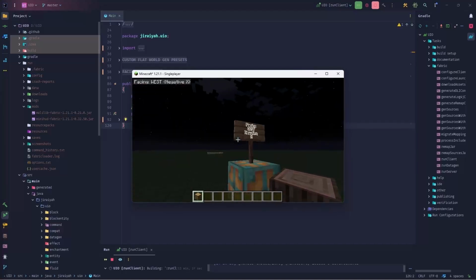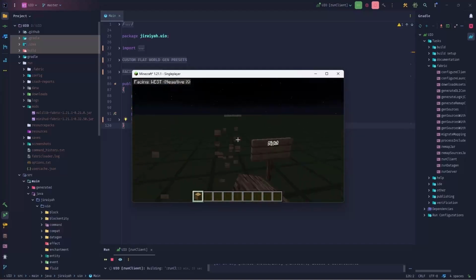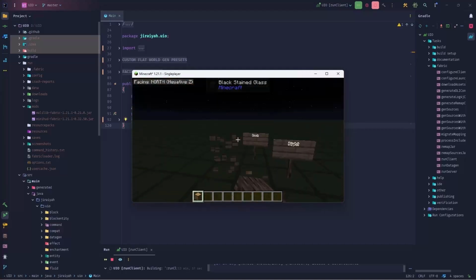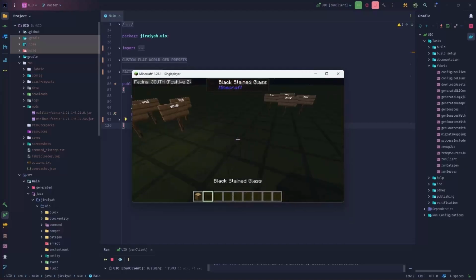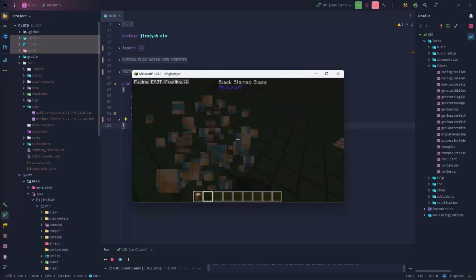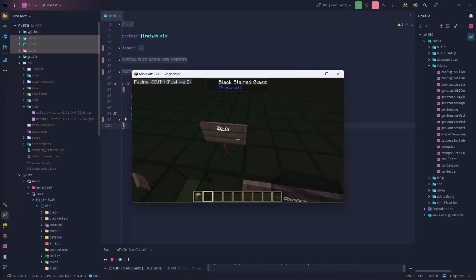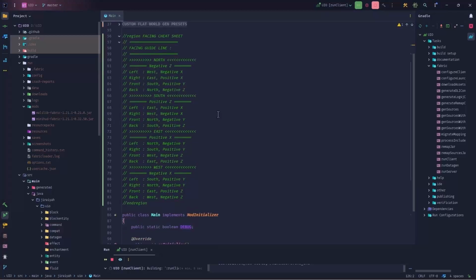This can be confusing, and people may forget which one was the right, which one was the left, and how should I move on each axis to get myself into the proper location of a block. This is why I made a cheat sheet inside the main Java file of the mod. So in other words, if we go into the main Java, now we have this facing cheat sheet region. Opening it, I have some comments.